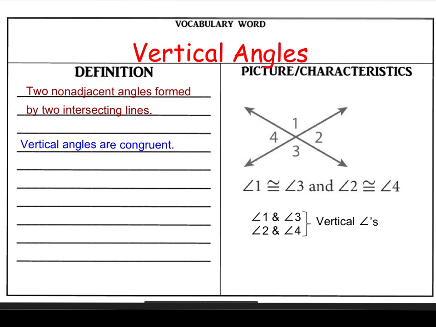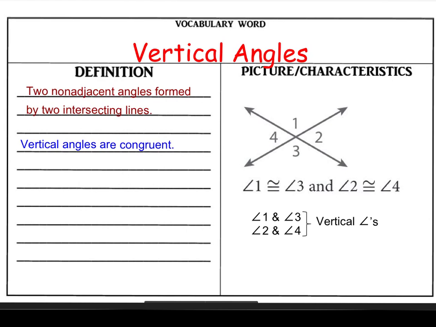The last vocab word we're going to be looking at today is vertical angles. By definition, these are two non-adjacent angles formed by two intersecting lines. They are non-adjacent because the vertical angles, for example, 1 and 3, are not sharing a side. They do not have a common side.